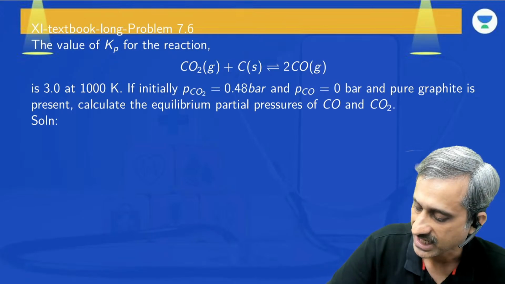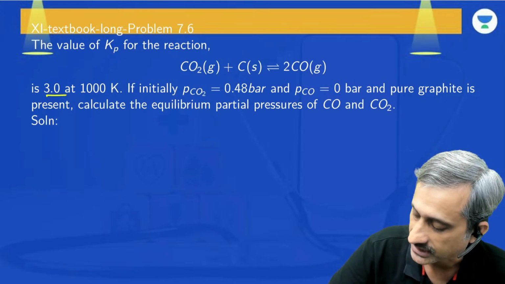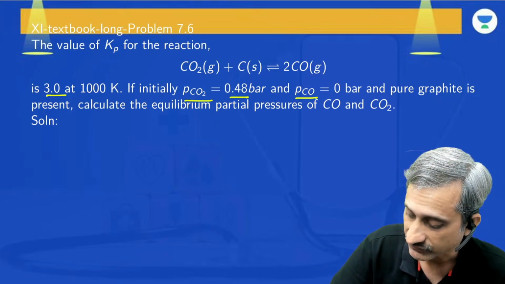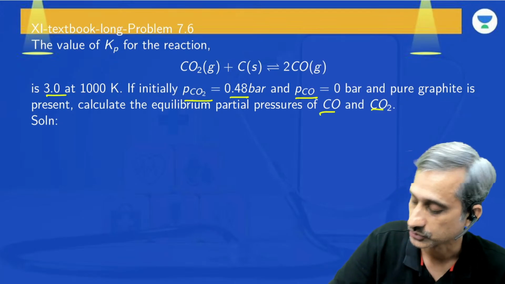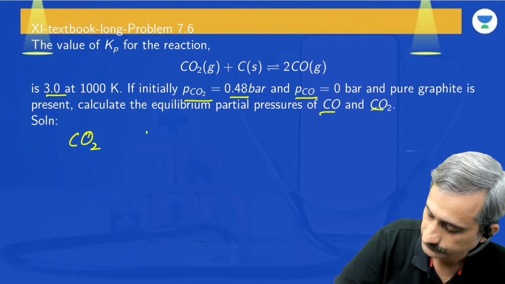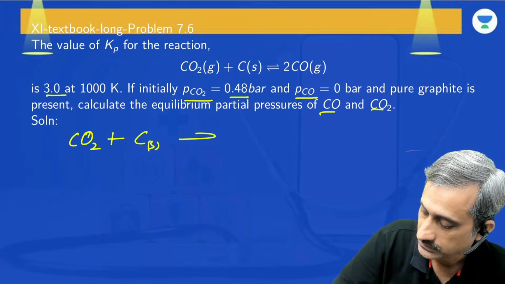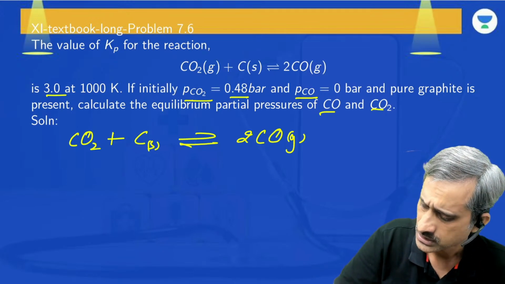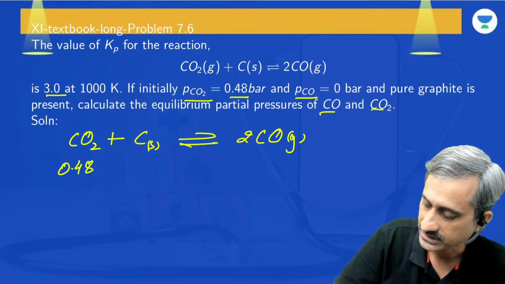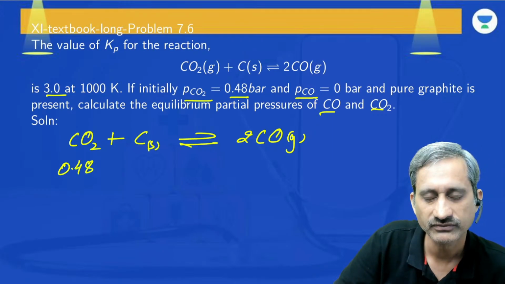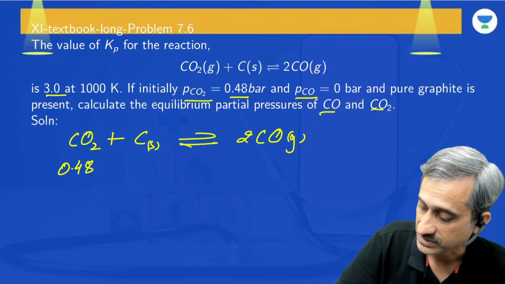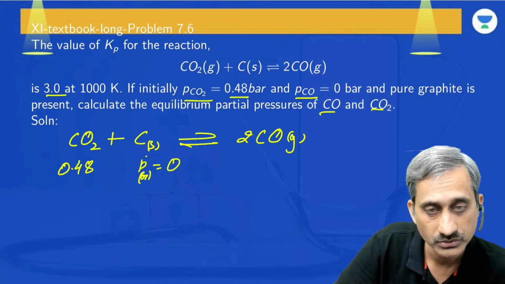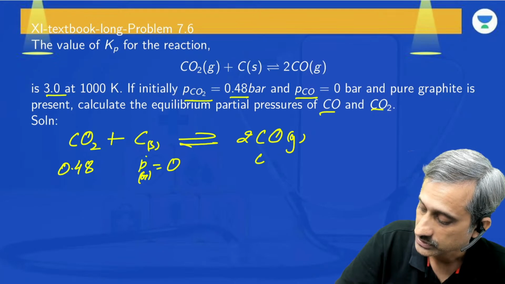The value of Kp for the reaction is 3 at this temperature. If initially PCO2 is 0.48 bar and PCO is 0 bar and pure graphite is present, calculate the equilibrium partial pressure of CO and CO2. Now we have CO2. Carbon is solid, in equilibrium with 2CO, gaseous. CO2 partial pressure is given as 0.48 bar. And pure graphite is present, so its partial pressure is equal to 0. And here 2CO has been given as 0.